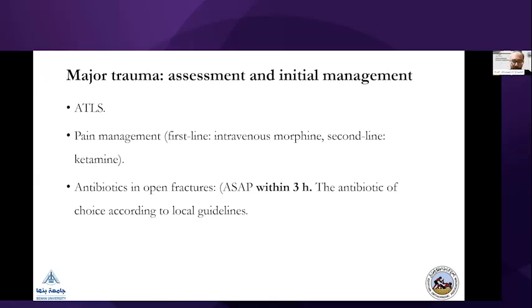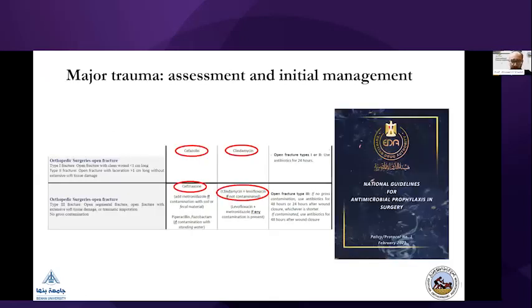And the antibiotic choice, of course, will be according to the local guidelines. Here in Egypt, we have the national guidelines for antimicrobial prophylaxis in surgery, which suggest giving in type 1 and 2 open fractures cefazolin, which is a first generation cephalosporin, and clindamycin if the patient is sensitive. And for type 3 or type C, you give ceftriaxone, which is a third generation cephalosporin, and if sensitive, you give clindamycin and levofloxacin. Of course, there is still some space for adjustment according to local policies in different hospitals across Egypt, but these are the national guidelines.